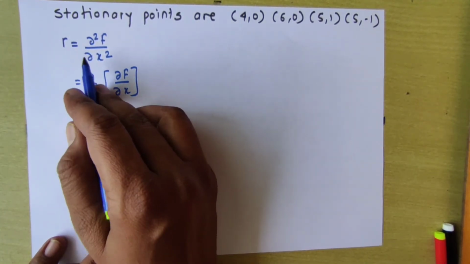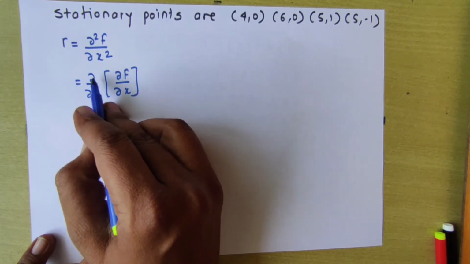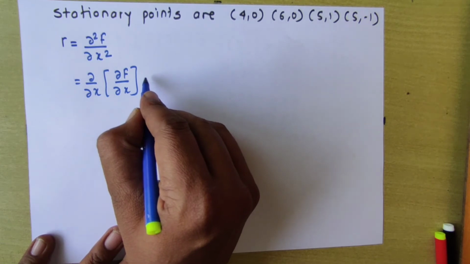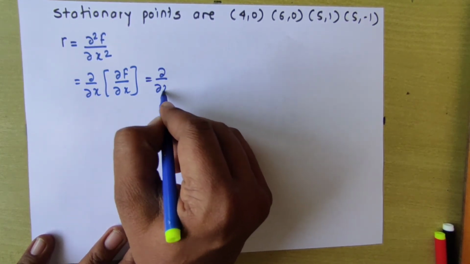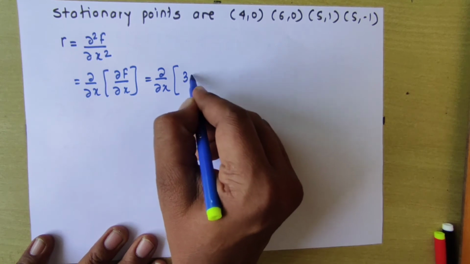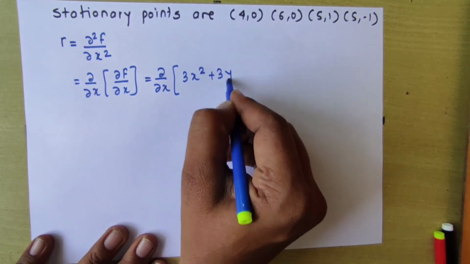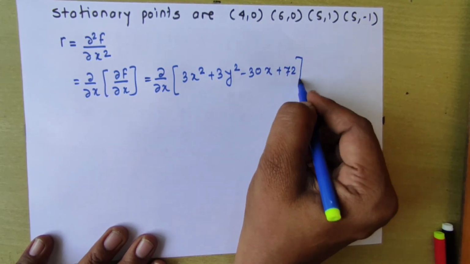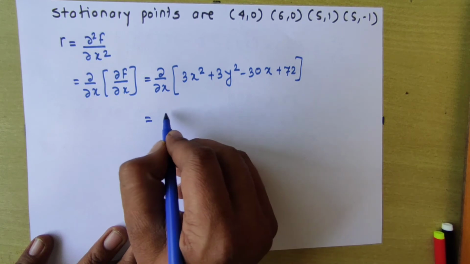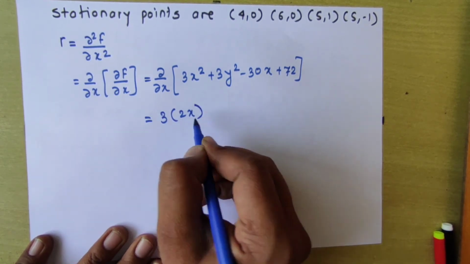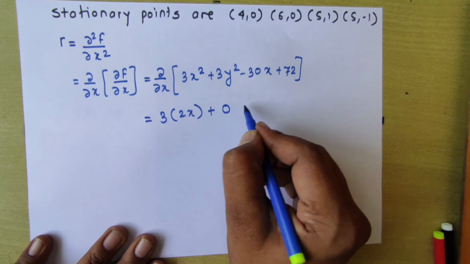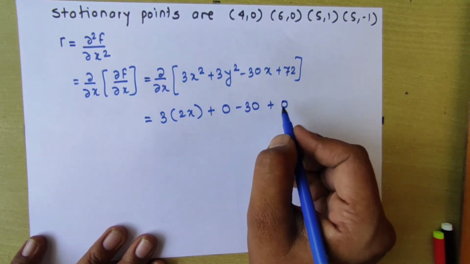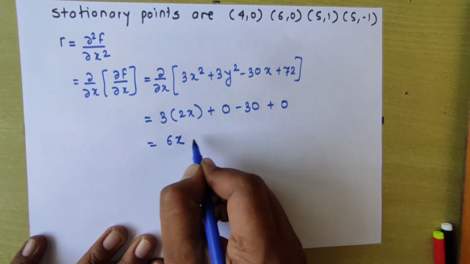The value of r is ∂²f/∂x², that is ∂/∂x of ∂f/∂x, and we already calculated that ∂f/∂x. So that is ∂/∂x of 3x² + 3y² - 30x + 72. Now differentiating this with respect to x, we get 3 times the derivative of x², which is 2x, plus the derivative of 3y² is 0, minus 30 times the derivative of x, which is 1, and the constant is 0. So therefore we get 6x - 30.